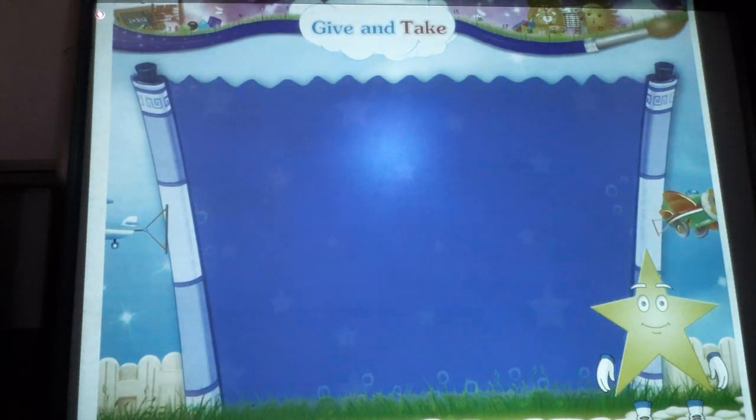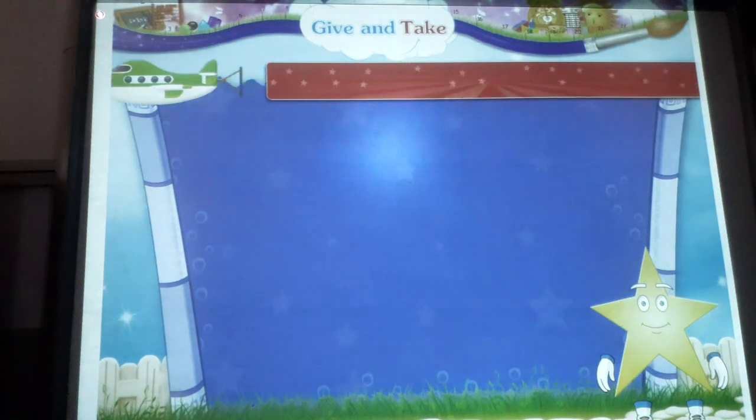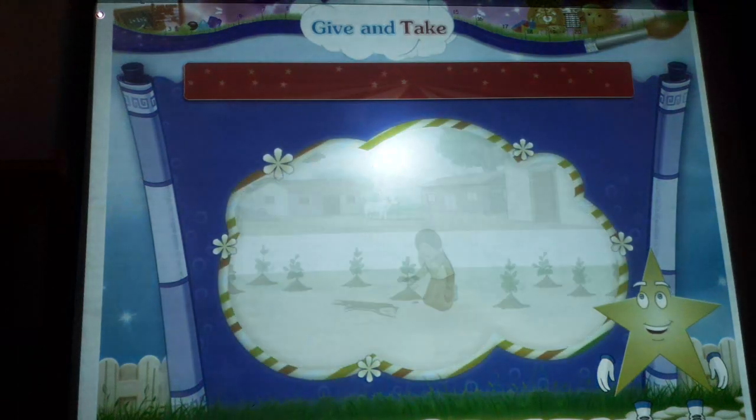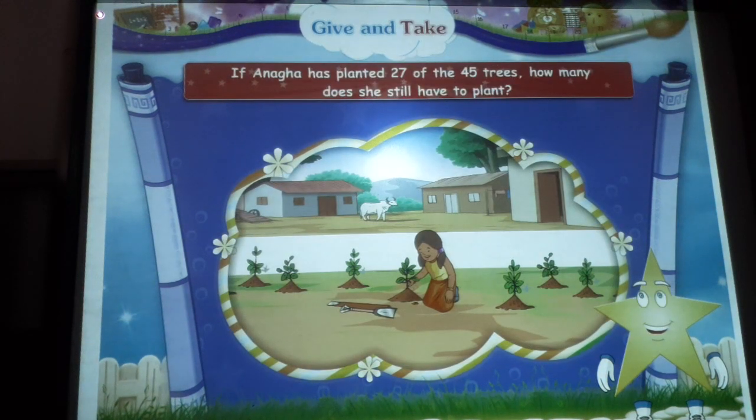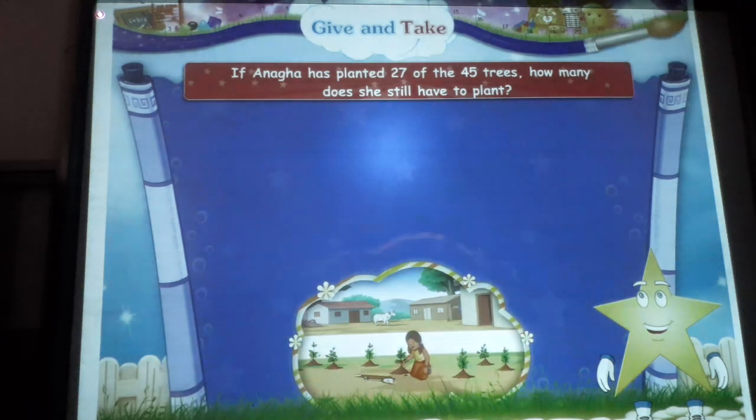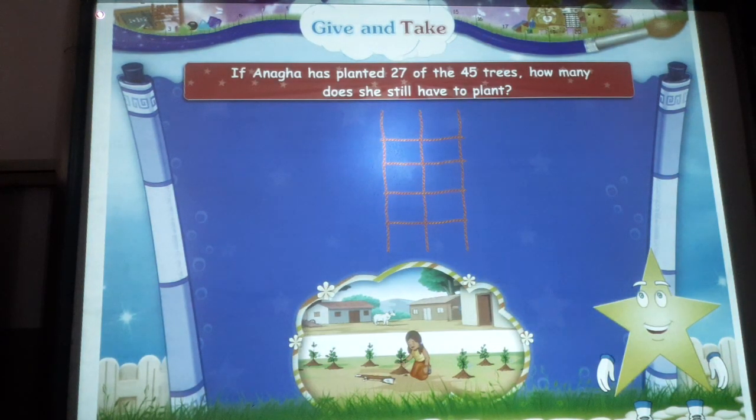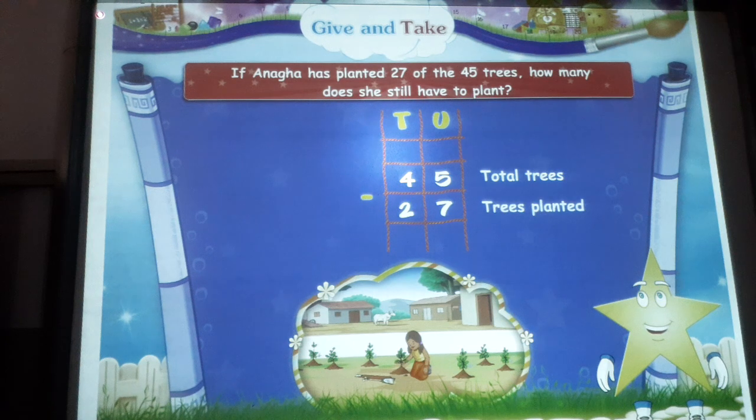Starry, are you ready for some word problems on subtraction now? Okay. If Anaga has planted 27 of the 45 trees, how many does she still have to plant? To find out the number of trees Anaga still has to plant, out of the total 45 trees, we have to subtract 27 trees that she has planted.